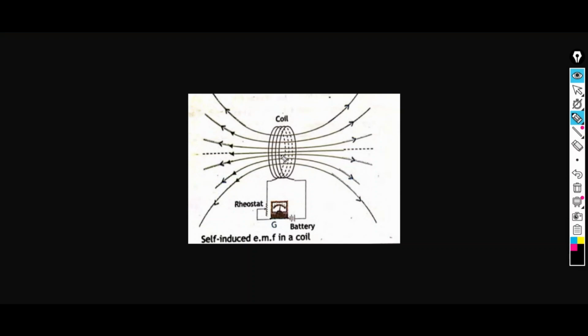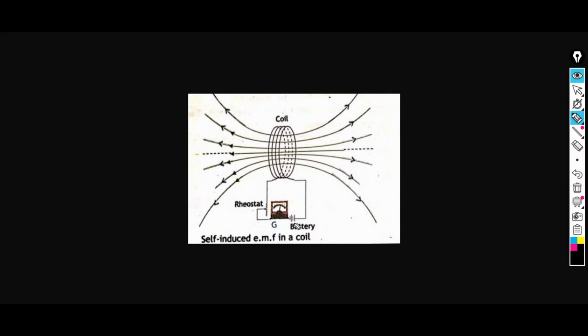So here in this diagram, we have this battery which is connected to the galvanometer, which is further connected to a rheostat, and that rheostat through this wire, through this conductor, is connected with the coil. So this coil is actually the conductor, which is arranged in a specific shape in a circular form. We call that a coil.